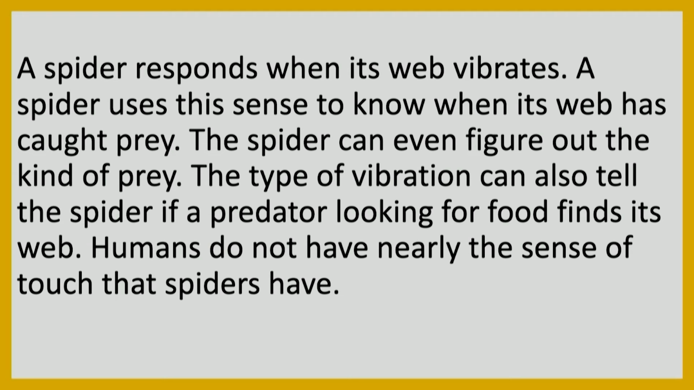A spider responds when its web vibrates. A spider uses this sense to know when its web has caught prey. The spider can even figure out the kind of prey just from the vibrations. The type of vibration can also tell the spider if a predator looking for food finds its web. Humans do not have nearly the sense of touch that spiders have.